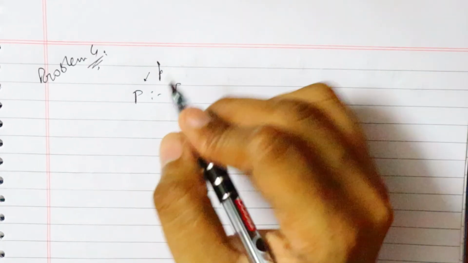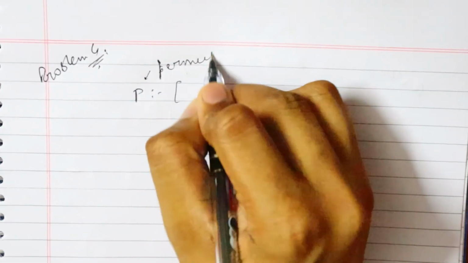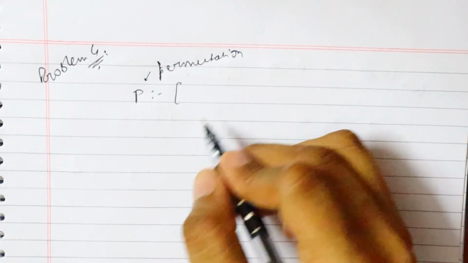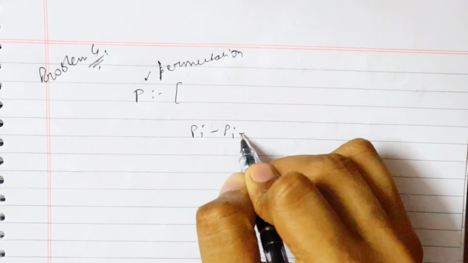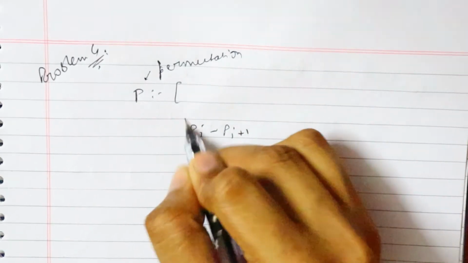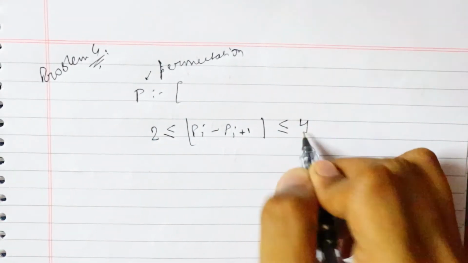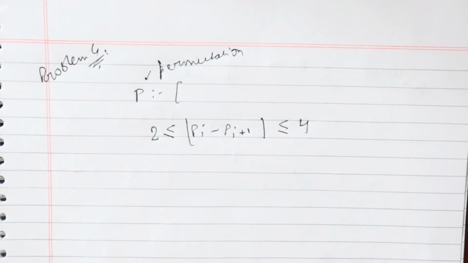I am having a P, basically the permutation. I need to arrange it so that if I do Pi minus Pi plus 1 mod, it should be bigger than or equal to 2 and less than or equal to 4, which means that the adjacent elements should have a difference of 2, 3 or 4.